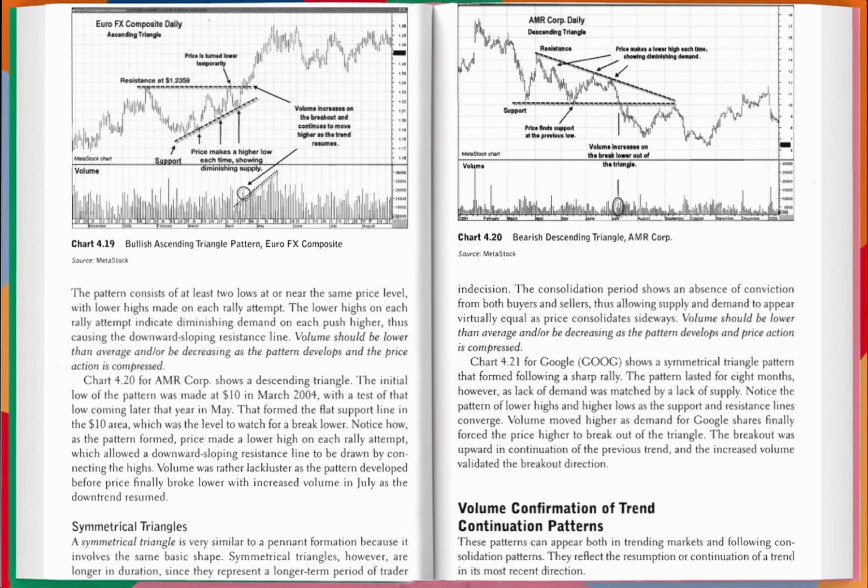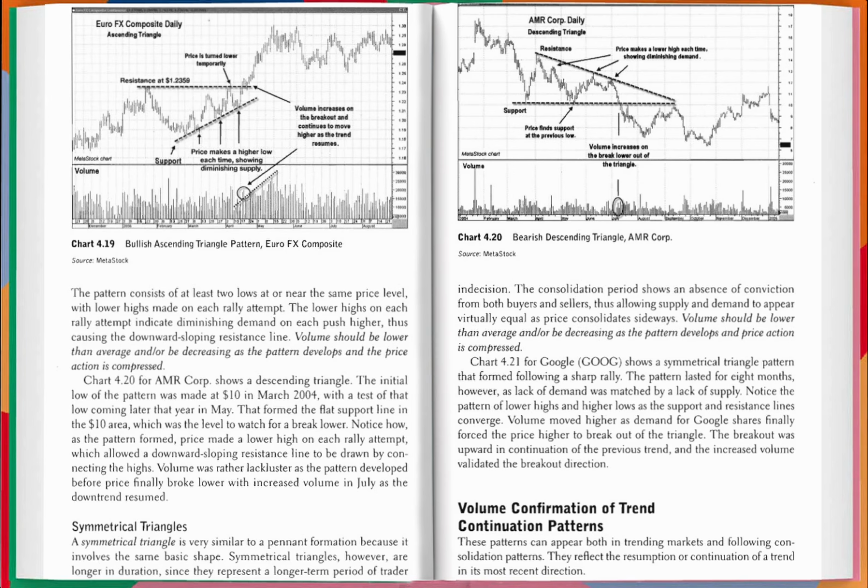Chart 4.21 for Google (GOOG) shows a symmetrical triangle pattern that formed following a sharp rally. The pattern lasted for 8 months, however, as lack of demand was matched by a lack of supply. Notice the pattern of lower highs and higher lows as the support and resistance lines converge. Volume moved higher as demand for Google shares finally forced the price higher to break out of the triangle. The breakout was upward in continuation of the previous trend, and the increased volume validated the breakout direction.